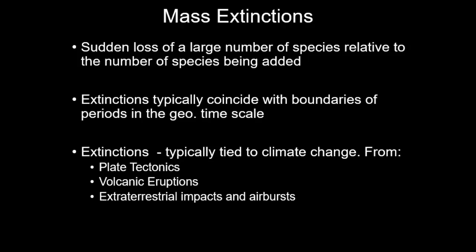Okay, so now not the whole remaining part of lecture, but a fair amount of it is going to be on mass extinctions themselves. A mass extinction is characterized by basically a sudden loss of a large number of species, specifically plants and animals, relative to the number of species that are being added. Mass extinctions typically coincide with the boundaries of the geologic time periods in the timescale, and this is because originally the geologic timescale was done using the fossil record.